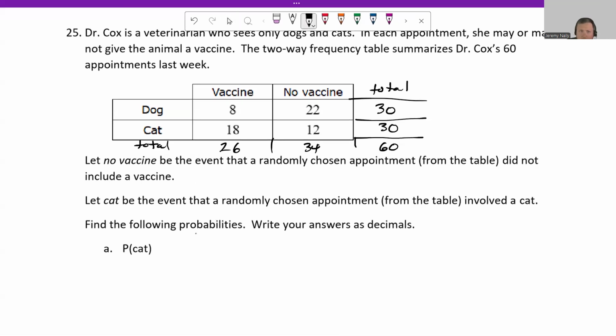So no vaccine means that they had that appointment and didn't get a vaccine. Cat is the appointment involved a cat. So the probability of cat is just the number of cats over the number of appointments total. So there's 30 cats, there's 60 appointments in our sample space. And as a decimal, that's just going to be 0.5.